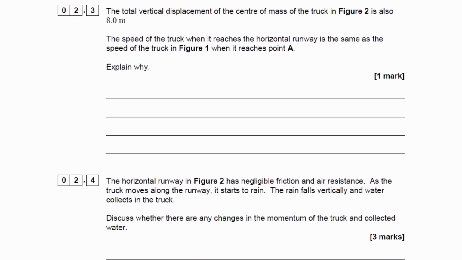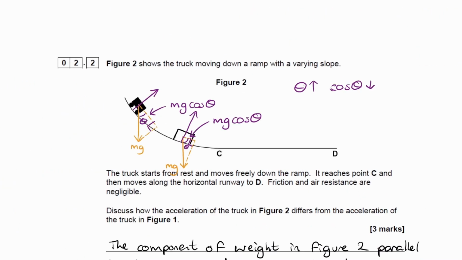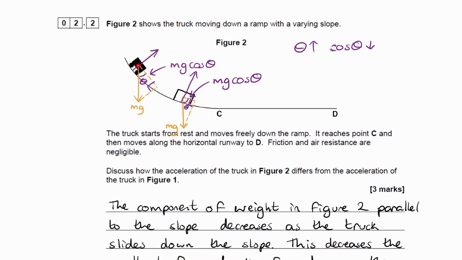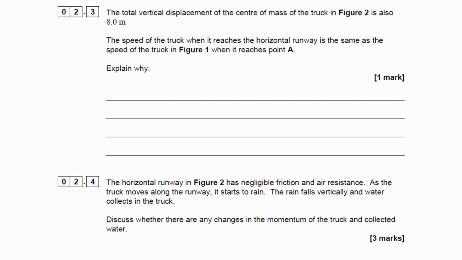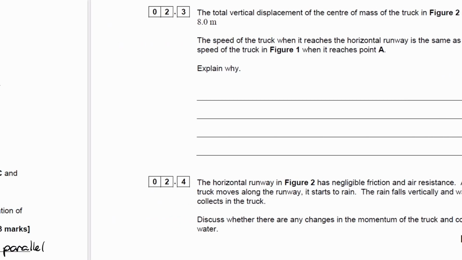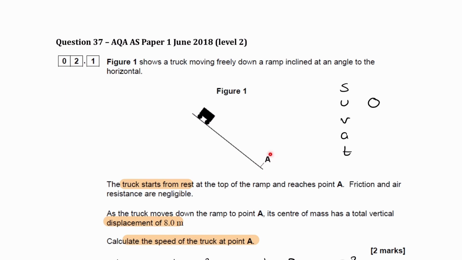Okay, for 2.3, the total vertical displacement of the center of mass of the truck in figure 2 is also 8 meters. So that's basically saying that the truck that we have here is 8 meters above the ground. The speed of the truck when it reaches the horizontal runway is the same as the speed of the truck in figure 1 when it reaches point A. Point A was the end of the slope.